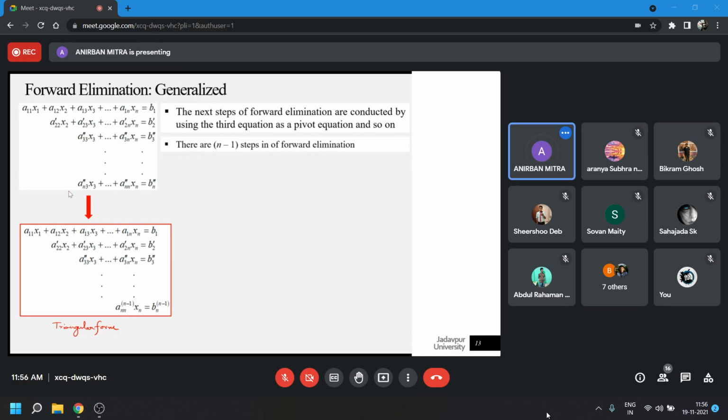Up to now, any questions from your side? Is the general technique of the forward elimination procedure clear to you? Yes, sir. Yes, sir, clear. For all of you, it's okay?